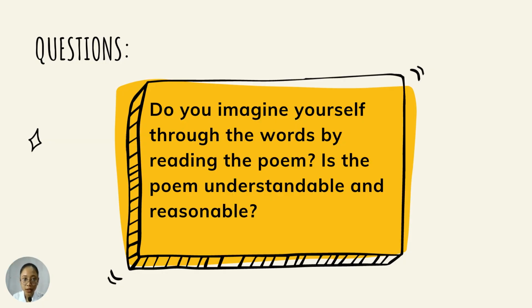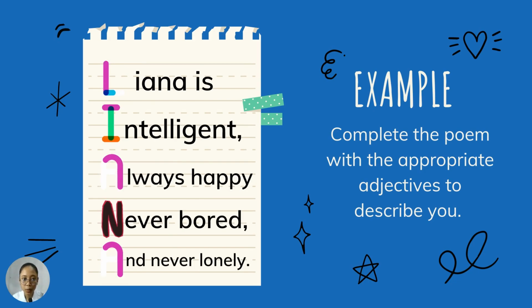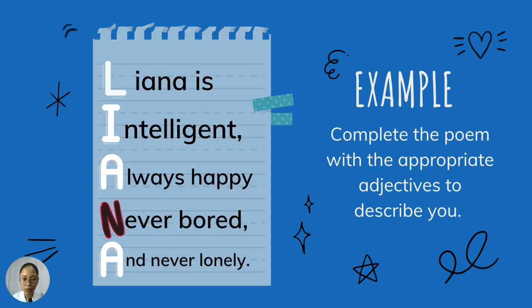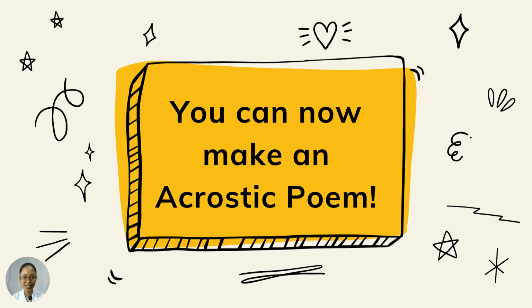The first question is, do you imagine yourself through the words by reading the poem? For me, it's yes, I did imagine myself when I read the poem. Next question, is the poem understandable and reasonable? Yes, I understand the poem very well, and it's very reasonable since it describes myself. If your answers to those questions are all yes, then congratulations! You can now make an acrostic poem.